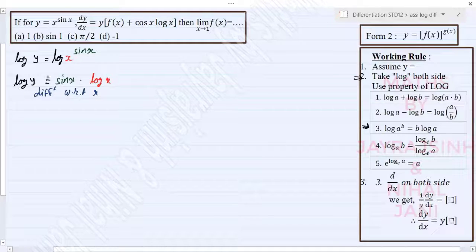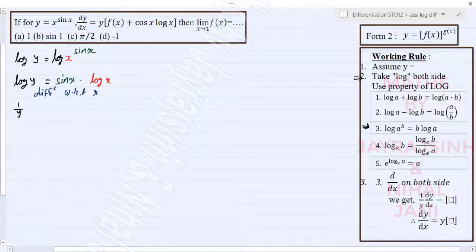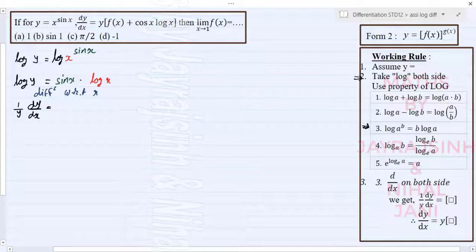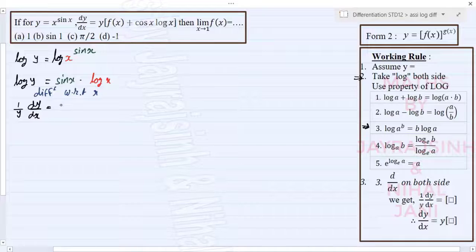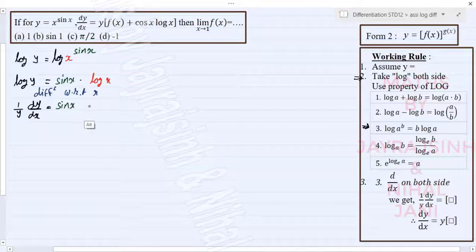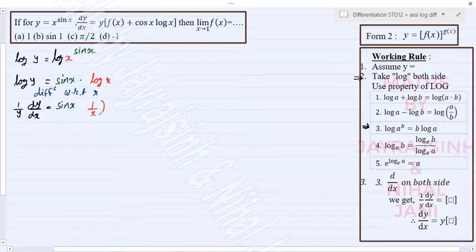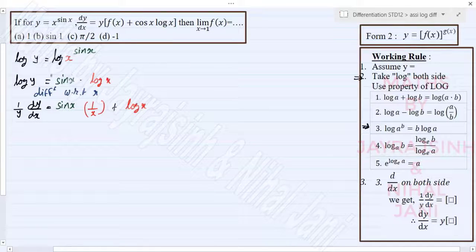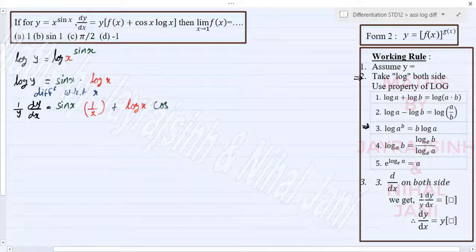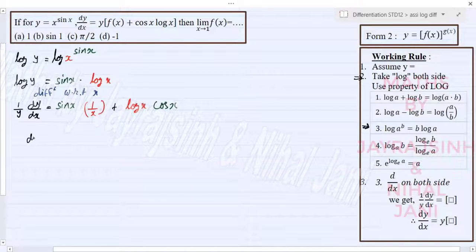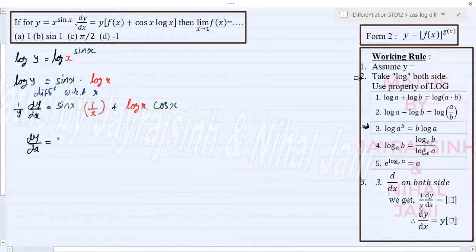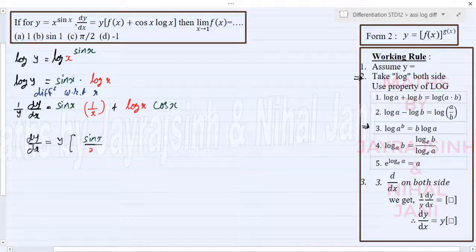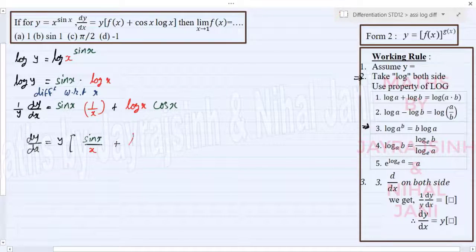On the left side we will get 1 upon y dy by dx, and on the right hand side we have to apply the multiplication rule. Let's say sin x will be as it is, and we differentiate log x, which is 1 by x, plus log x will be as it is, and we differentiate sin x, which is cos x. So here we get dy by dx is equal to y times sin x upon x plus log x into cos x.